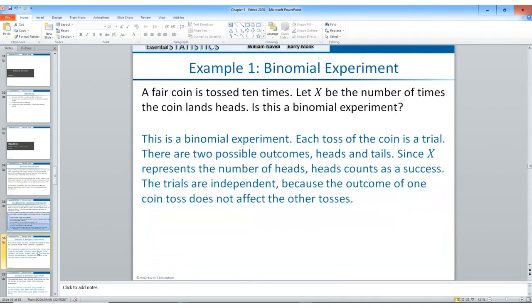Say a fair coin is tossed 10 times. Let X be the number of times the coin lands on heads. Is this a binomial experiment? Well, each coin toss is a trial. So we've got 10 times. 2 possible outcomes, heads and tails. And X will just record the number of successes. So yeah, this is a binomial experiment, because one coin toss is independent from the other.